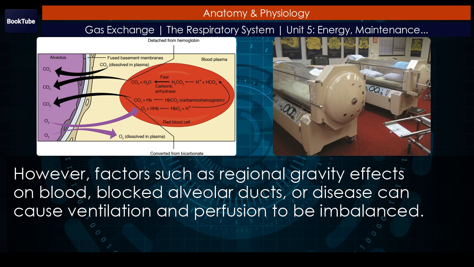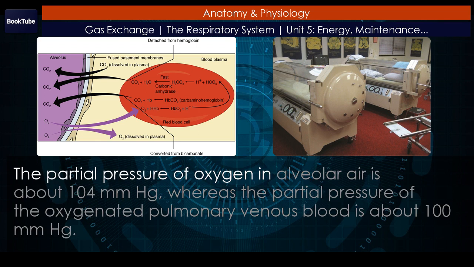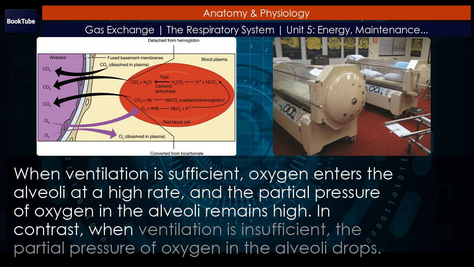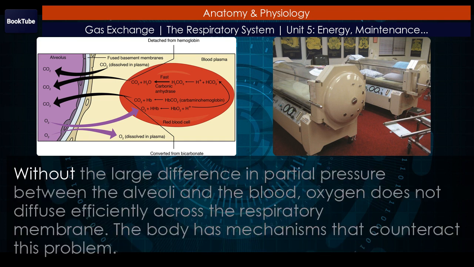The partial pressure of oxygen in alveolar air is about 104 mm Hg, whereas the partial pressure of the oxygenated pulmonary venous blood is about 100 mm Hg. When ventilation is sufficient, oxygen enters the alveoli at a high rate, and the partial pressure of oxygen in the alveoli remains high. In contrast, when ventilation is insufficient, the partial pressure of oxygen in the alveoli drops. Without the large difference in partial pressure between the alveoli and the blood, oxygen does not diffuse efficiently across the respiratory membrane.